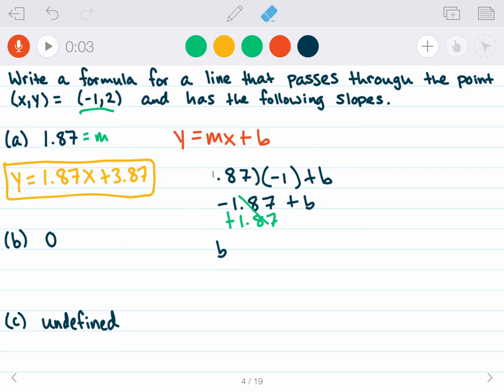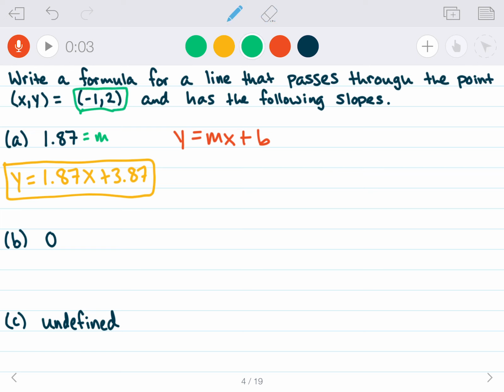So this time we're given a slope of 0, and we want to put this in y equals mx plus b form. It's still passing through the same point, by the way. That's the point for all three of these guys. So here we have x equals -1, y equals 2, and this time m is 0, so what's b?